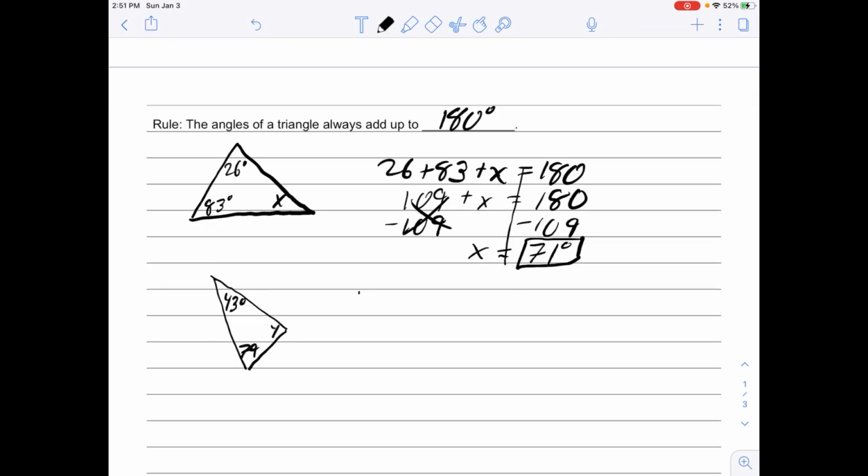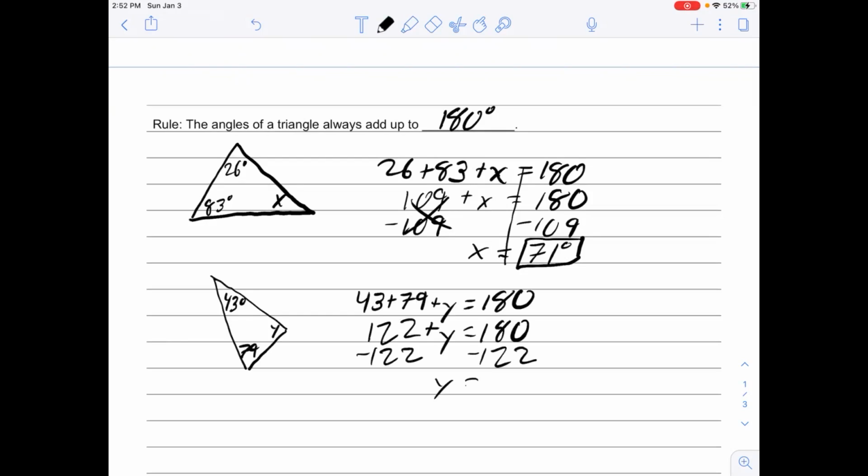Okay, in this case, I know that 43 plus 79 plus Y equals 180. 43 plus 79, if we do that on our calculator or in our head, either one is fine, I get 122 plus Y equals 180. Now I can subtract my 122, and I get that Y equals 50 degrees. Hopefully that's what you got as well.